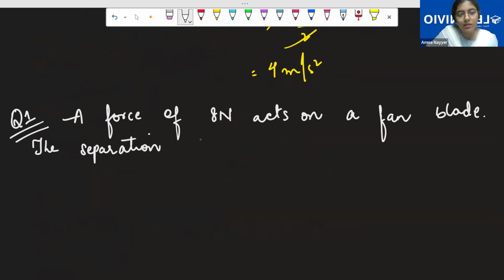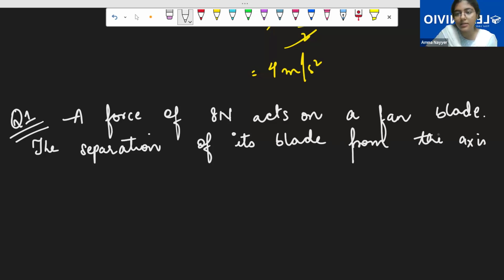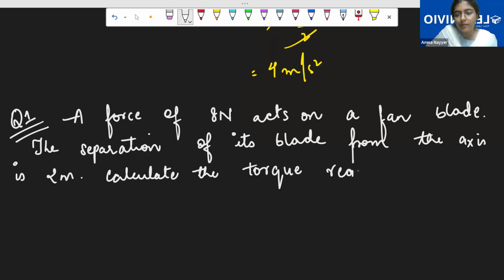Separation of its blade from the axis is 2 meter. Calculate the torque required to rotate the fan.